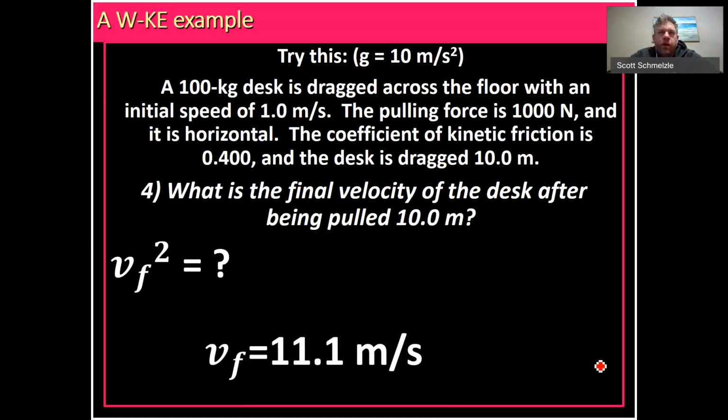All right. If we wanted to, we could find the acceleration.